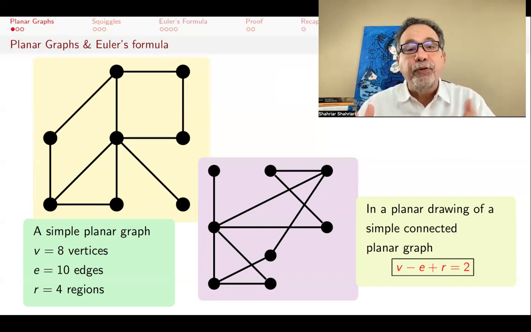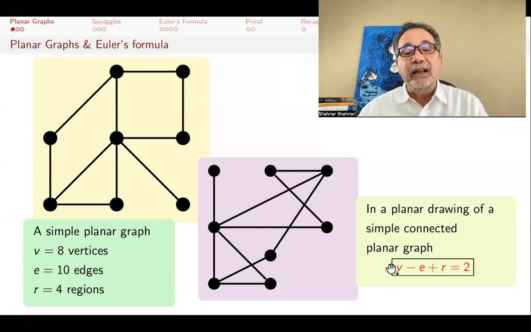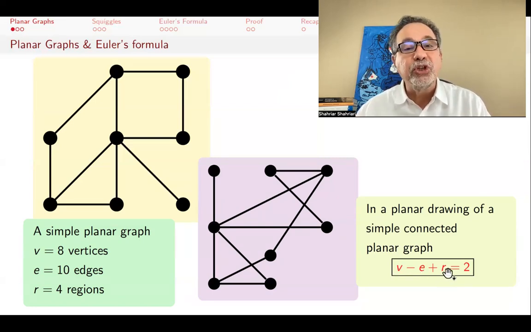And one quick proof, which I gave in the other video, is a proof by induction on the number of cycles. If the number of cycles is 0, then you have a tree. And for a tree, the number of edges is 1 less than the number of vertices. So when you take v minus e, you always get 1. And the number of regions is 1. So 1 plus 1 will be 2. So for a tree, this is true.